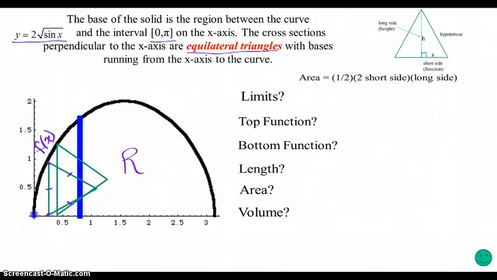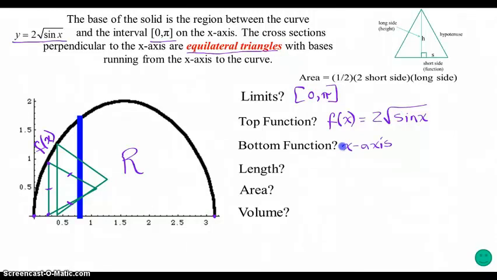Well, the limits of integration are overtly given to us. It says we're along the x-axis from 0 to pi. So that part's done for us. That part's easy. The upper bounding curve is just our function given to us, f of x, or y equals 2 times the square root of sine of x. The bottom bounding function is the x-axis, so that's actually y equals 0, so we don't even have to show that. The length of one side is our function, so not a problem.